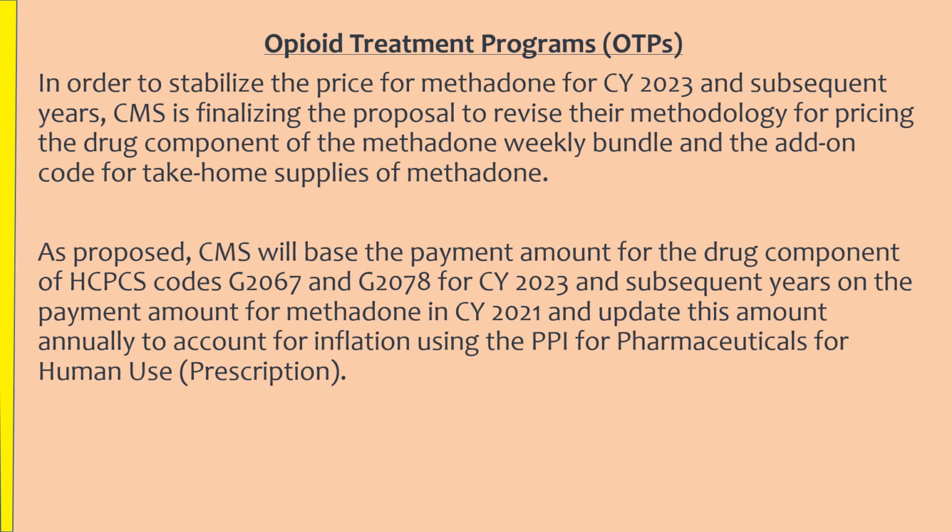Opioid treatment programs, or OTPs. In order to stabilize the price for methadone for calendar year 2023 and subsequent years, CMS is finalizing the proposal to revise their methodology for pricing the drug component of the methadone weekly bundle and the add-on code for take-home supplies of methadone. As proposed, CMS will base the payment amount for the drug component of HCPCS codes G2067 and G2078 for calendar year 2023 and subsequent years on the payment amount for methadone in calendar year 2021, and update this amount annually to account for inflation using the PPI for pharmaceuticals for human use prescription.